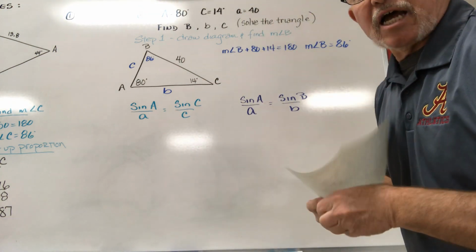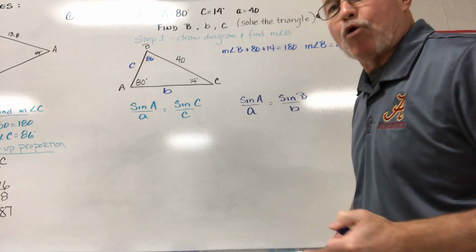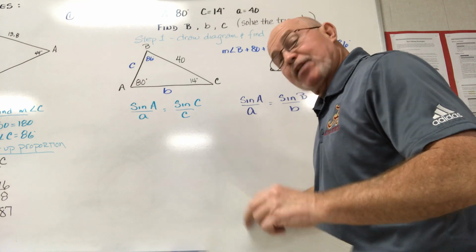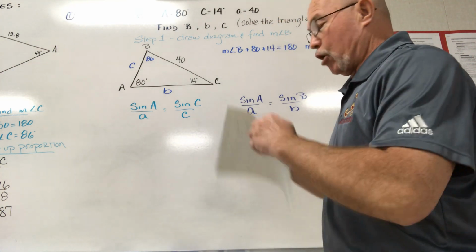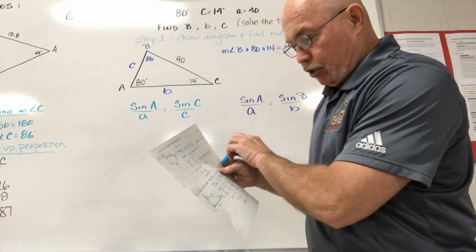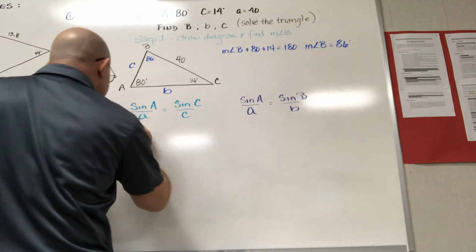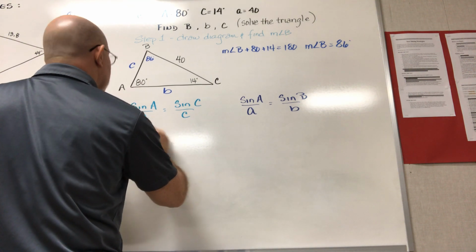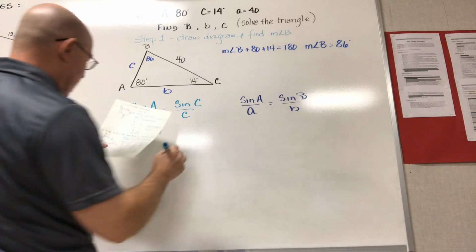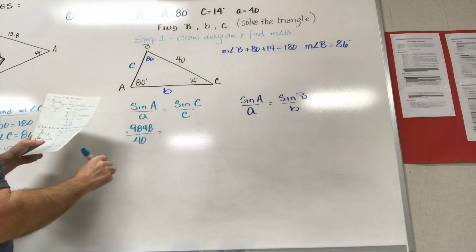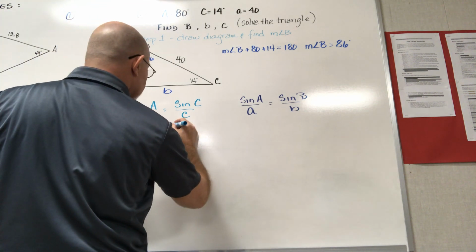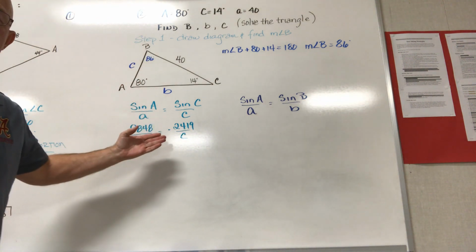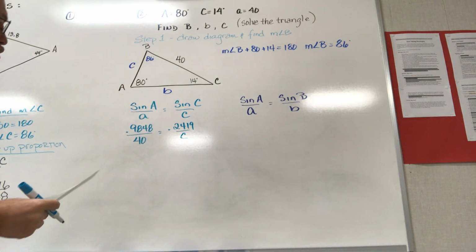Yes, I have the sine of A over A in both of them, and the reason is those are the ones I have both numbers on. So that's what I'm going to start with. The sine of 80 degrees is .9848. The sine of C of 14 degrees is .2419. All of a sudden I've got three numbers, one variable. We can all solve this.